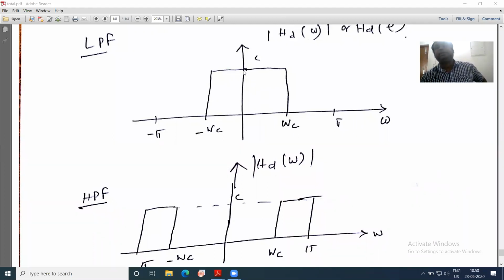This is not practical. Practically you may have a low pass filter something like this. You may have a certain transition band, and the pass band also is not that flat, like that.